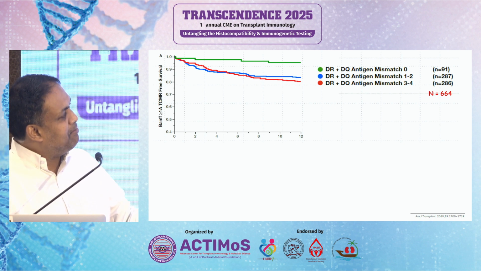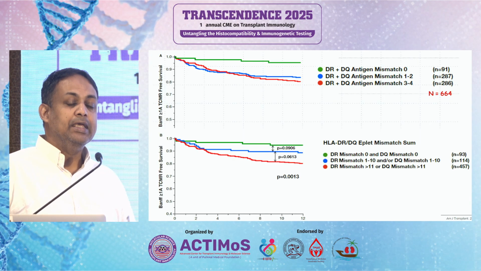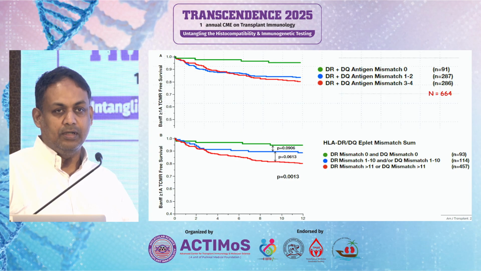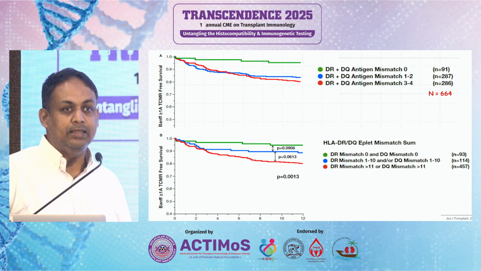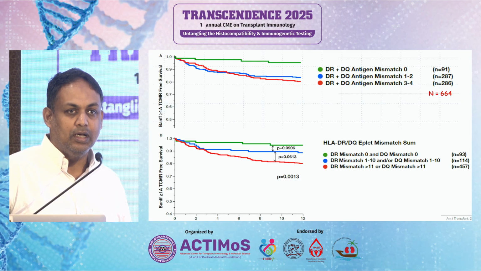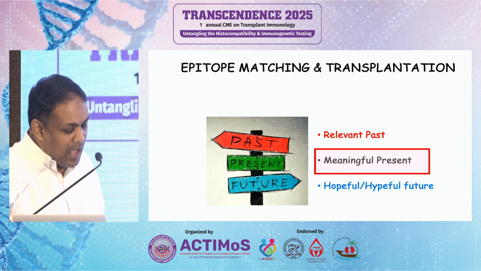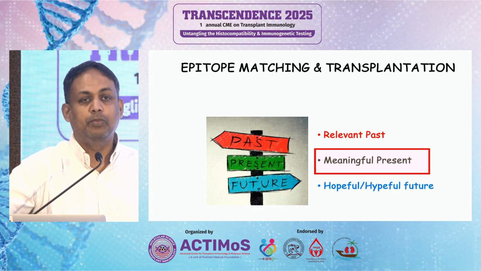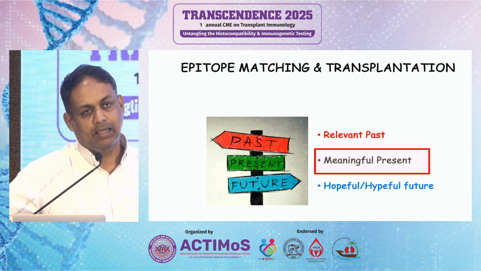So when the same data was populated to the eplet mismatch, what they found was that increased eplet mismatches had an inferior outcome. So this is the second thing that fascinates us about the epitope. So as a clinician, what is the take home today? What can I do best for my patient with the available data?